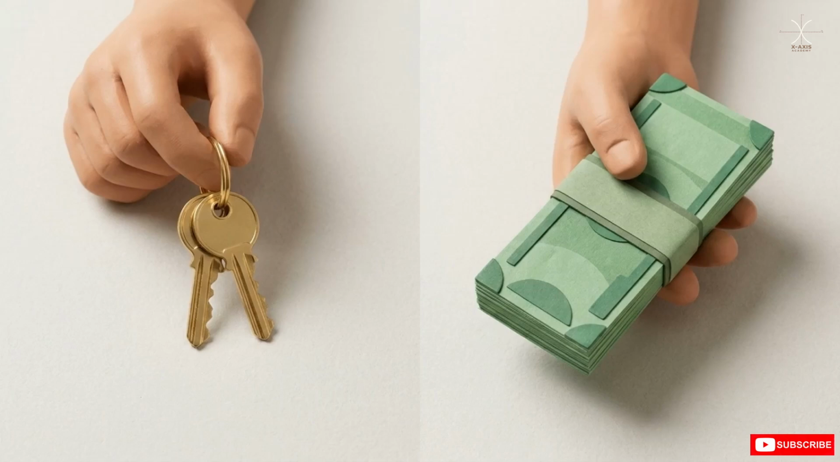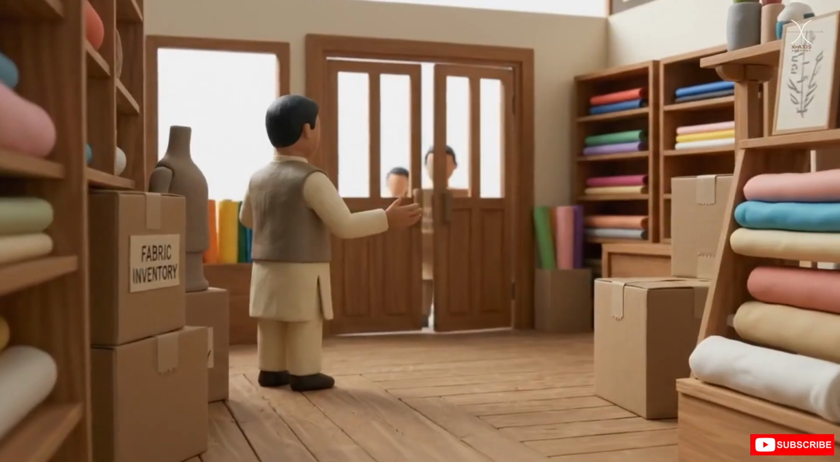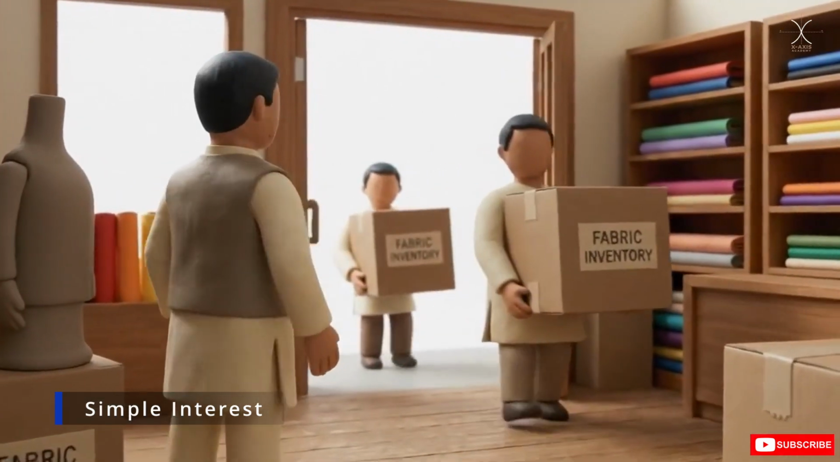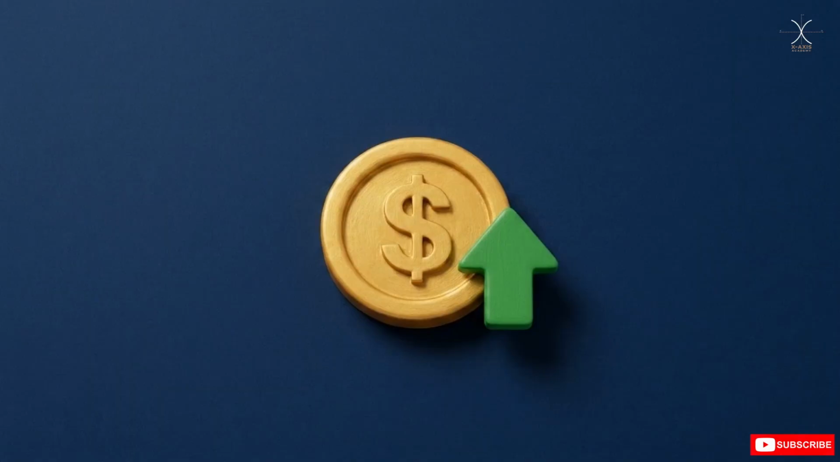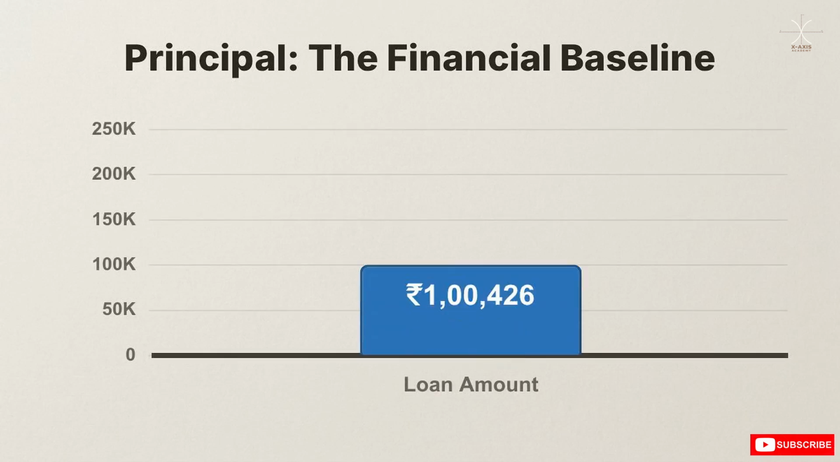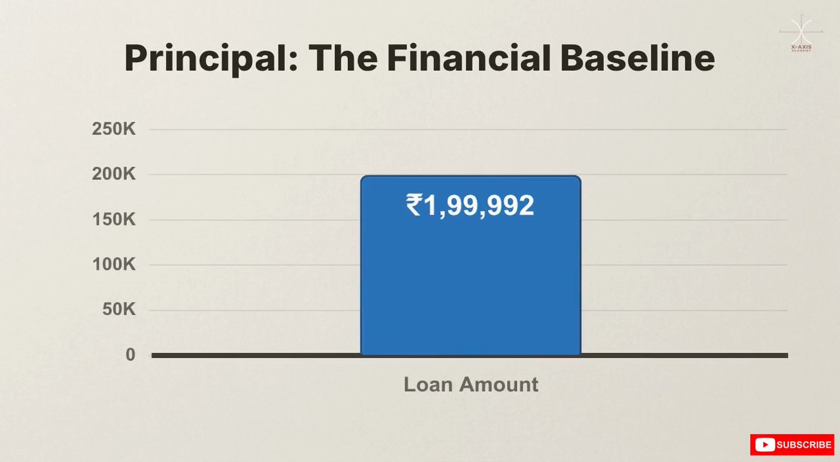Borrowing money operates like a rental agreement. Because you are using the bank's capital to grow your business, you pay a fee for that access. In finance, this fee is called interest. To calculate that fee, we start with the financial baseline. This original starting sum of 2 lakh rupees that you are borrowing is known as the principal.